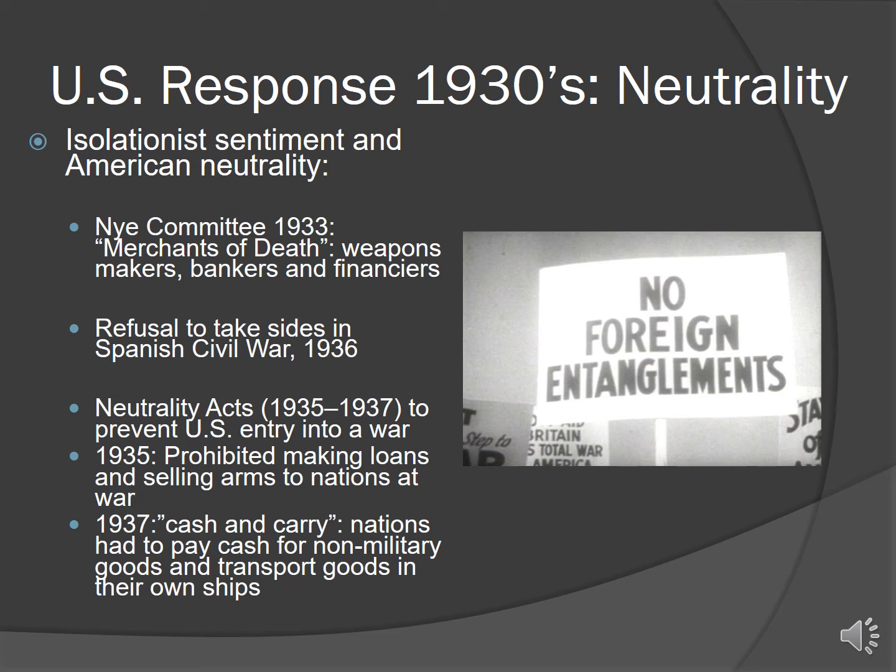The second Neutrality Act, passed in 1937, was something called cash and carry. This was basically where nations would have to pay in cash for any kind of non-military goods and transport those goods in their own ships. So if you were a nation at war, you would have to pay cash for items, and you would have to carry them away on your own ships. And this was in an effort to try to get United States merchants or anybody out of harm's way. This was also a way to ensure that the United States was not giving loans to or somehow funding any kind of war effort.